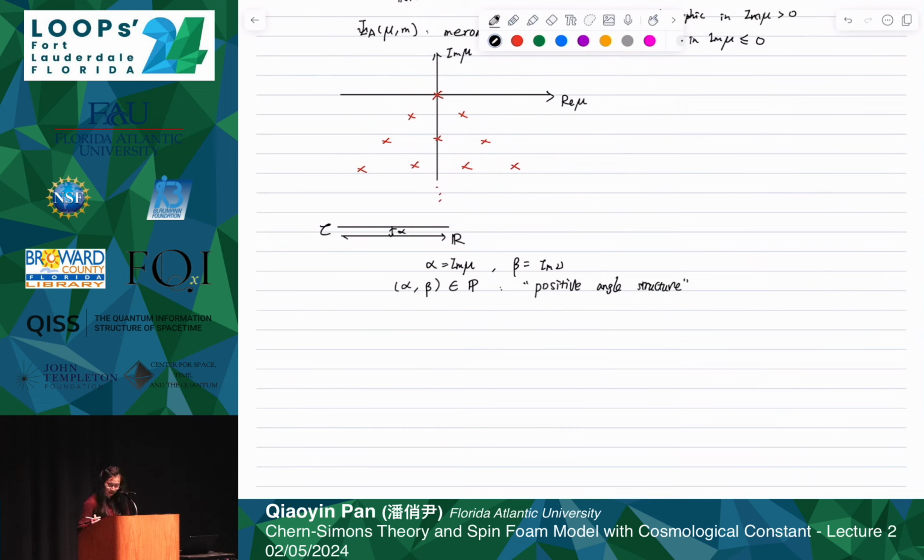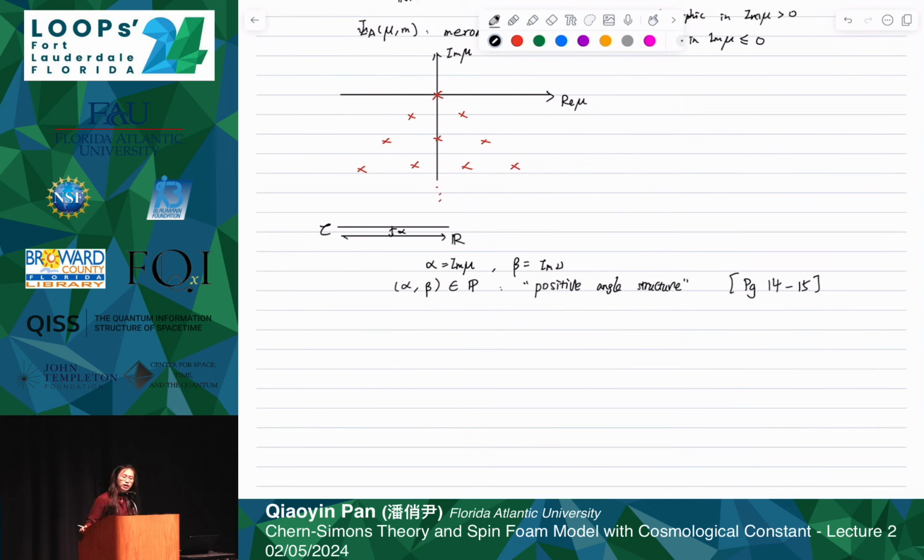And this positive angle structure leads us to a convergent result after we do the integration. I don't have time to dig into detail, so I will just refer you to the lecture note, pages 14 to 15, if you're interested. Okay, and that's it. I'm just telling you the property of it.